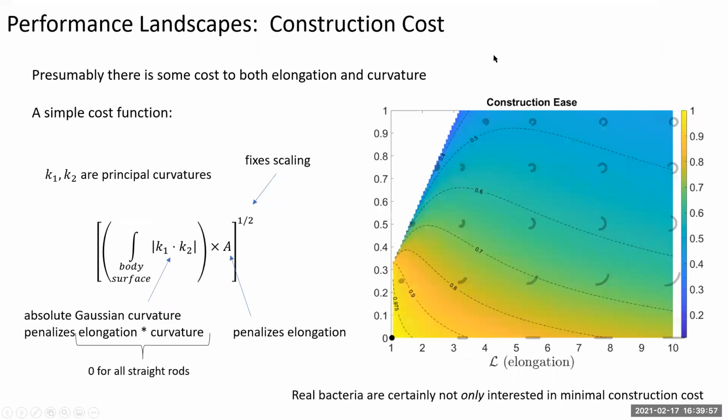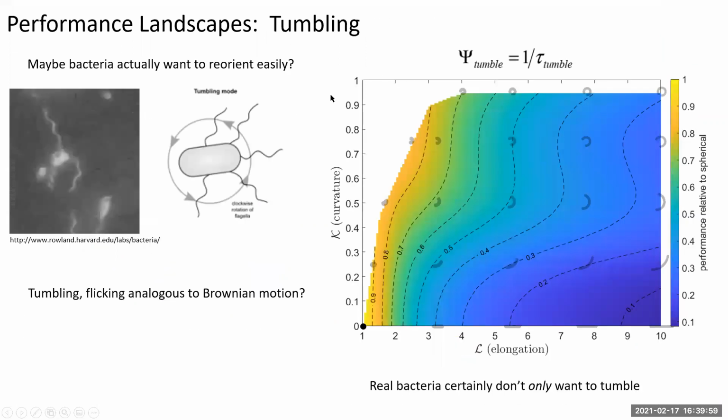Let's try another one. All right, so cells eventually have to turn. If they decide they're going in the wrong direction, they have to go a different way. So here's some E. coli tumbling. They tumble by rotating their flagella in the opposite sense they usually do. The flagella kind of splay out all over the place, and they sort of randomly turn the cell around. And even cells with a single flagellum can do a different thing. They can flick and reorient like that.